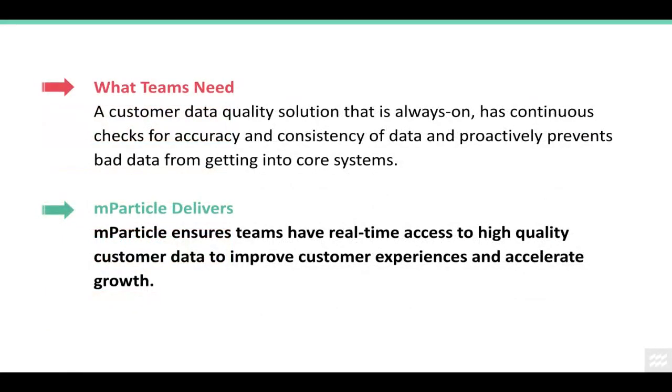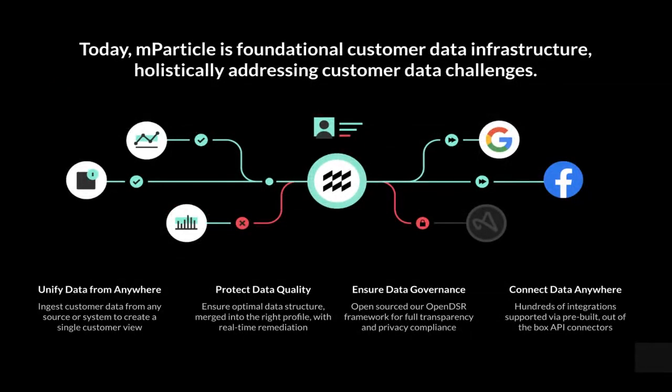So what teams need, in our opinion, is a customer data quality solution that is always on, has continuous checks for accuracy and consistency of data, and proactively prevents bad data from getting into core systems. mParticle ensures that teams have that real-time access to high-quality customer data, because in turn, that is what's going to help you to improve customer experiences and accelerate growth. How do we do it?